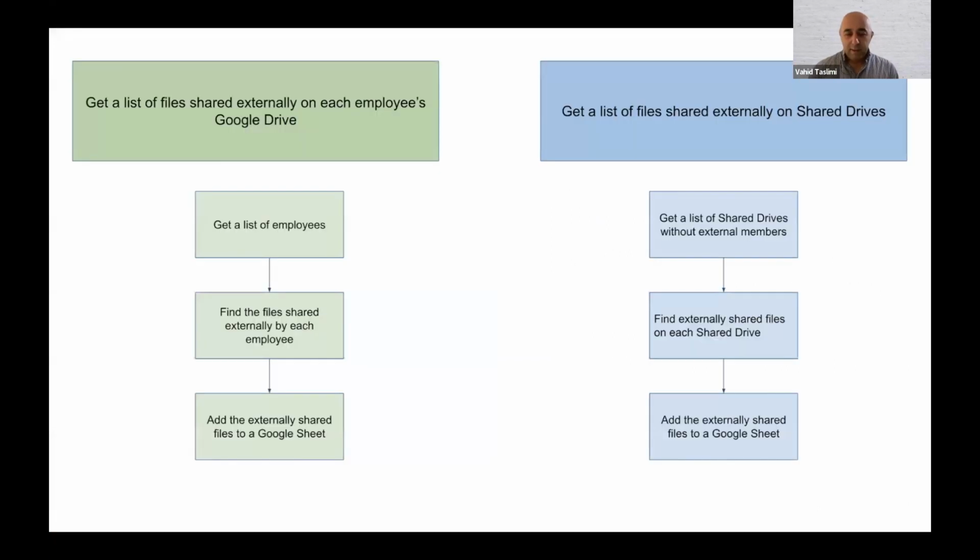So for that, this is what we're going to do. On the left-hand side, in order to get all the externally shared files across your Google Drive, we treat them in two different categories. One is shared files on My Drives, which are the individual Google Drives belonging to each employee. And also, we're going to scan through all the shared drives and find any file which is shared with an external member, either through link sharing or through email sharing.